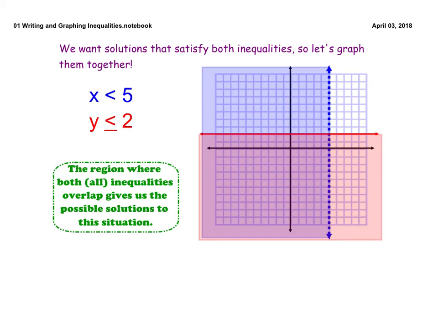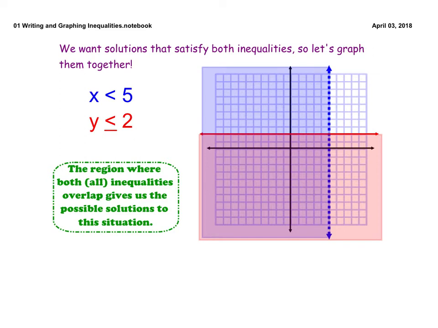Okay, here's a nicer look at both of them together. This is the x less than 5 graph that I already showed you, and the y less than or equal to 2 that I already showed you, and we have both shaded. The region where these are shaded and overlapping right here is called the feasible region, or all of the possible solutions that satisfy both.